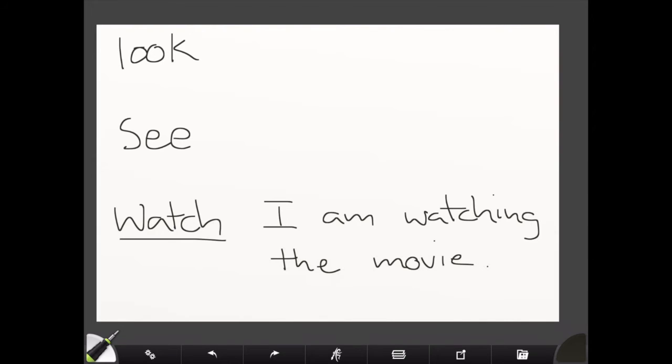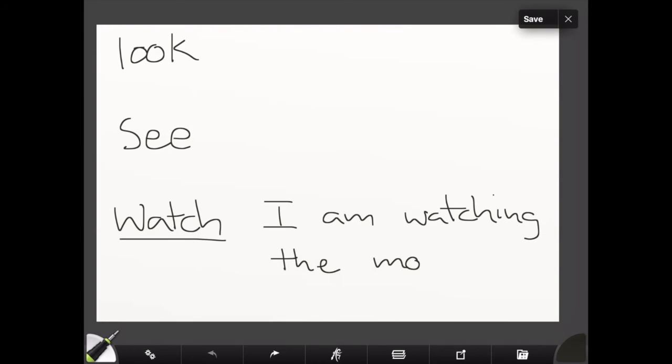It doesn't really matter. But you use the verb watching when you are talking about watching a kind of event like a movie or a play. So you can't say, I am seeing the movie. That doesn't sound right. You can't say, I am looking the movie. You could say, I am looking at the movie, but even then, someone who speaks English wouldn't talk like that. They would simply say, I am watching the movie.